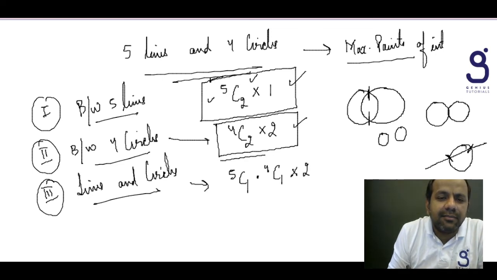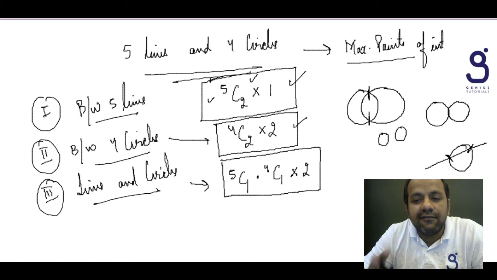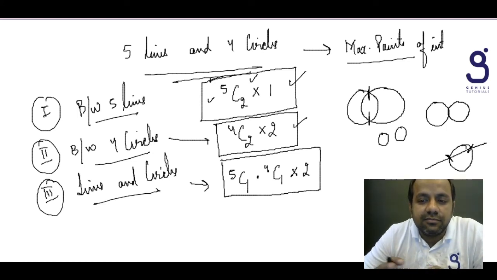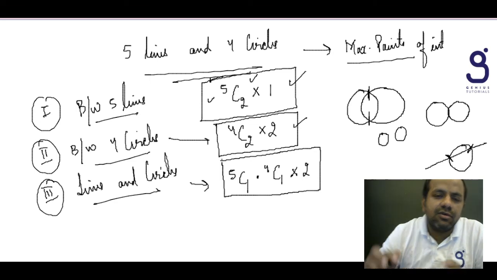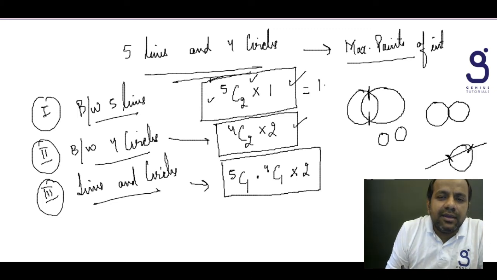Why we are multiplying by 2? Because we know that when we are taking one line and one circle, we will get maximum 2 points of intersection from these two curves. So आप इसे solve कर सकते हो. 5C2 into 1. What will be the value of 5C2? It will be 10. 4C2, it will be 4 by 2 into 3 by 1, 6. 6 into 2, you will get 12.